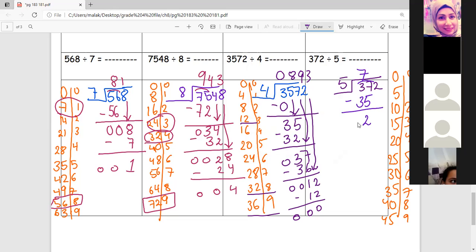Now we put 2. We bring down 2 because still 2 is less than 5. So 22. It's 20, the closest number. 4 up and 20 down. Bravo. We do minus. Excellent. So the remainder is 2. And the quotient is 74. Bravo, ya Leia. Thank you.